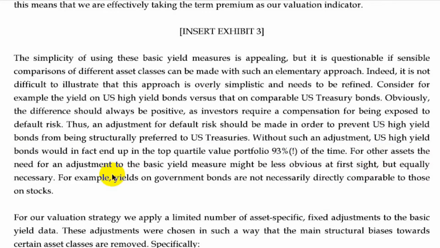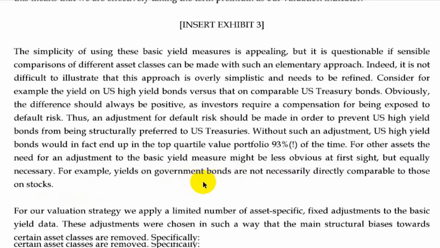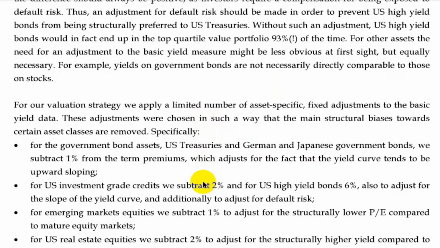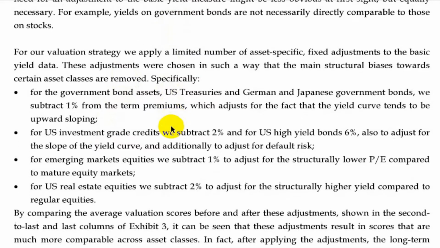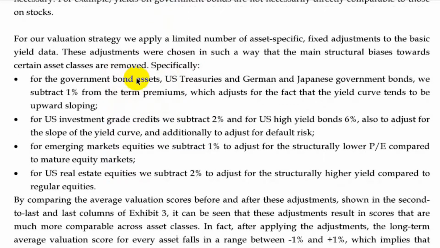And also they note that basic yield measures may need to be adjusted because it's kind of difficult to compare government bonds to stocks because they're valued differently and have different cash flow specifications. So anyway, to do this, they made a few adjustments to the asset classes to remove the biases within them. For instance, for the government bond assets, the U.S., German, and Japanese, they reduced the premium by 1% to take into effect that the yield curve tends to be upward sloping for those particular securities.